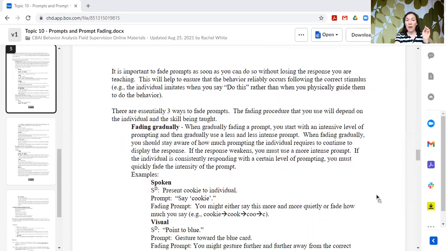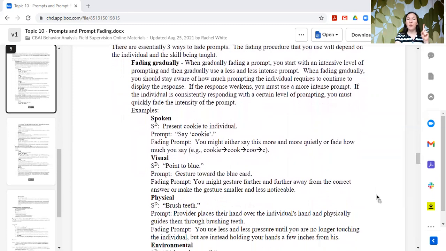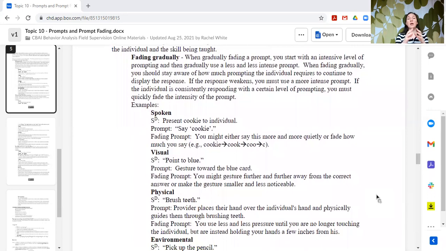We want to encourage independence where our learners can be successful with those skills. So, three main ways to fade prompts. The first is fading gradually. This is probably what most people think of when they think of fading. When fading gradually, you're basically starting with a more intensive level of the prompt, and you're going to gradually use less and less intense of a prompt. When you're fading gradually, you need to be very aware of how much prompting the individual requires to display the response.